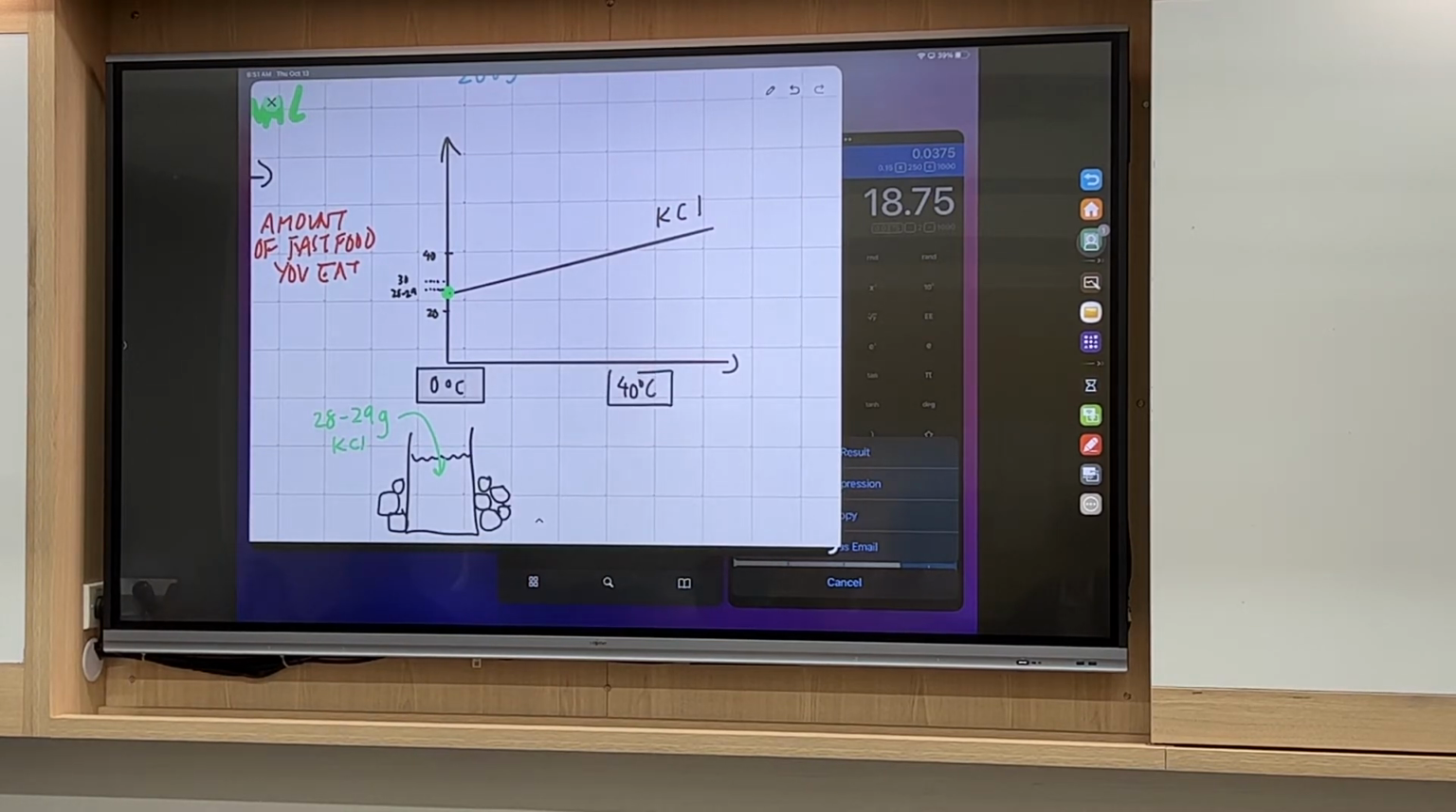Now, can you do the same? Find me the maximum amount of salt that can dissolve in 40 degrees now. So for 40 degrees, you extend a line upwards to the potassium chloride curve and read off the y value. What is it?